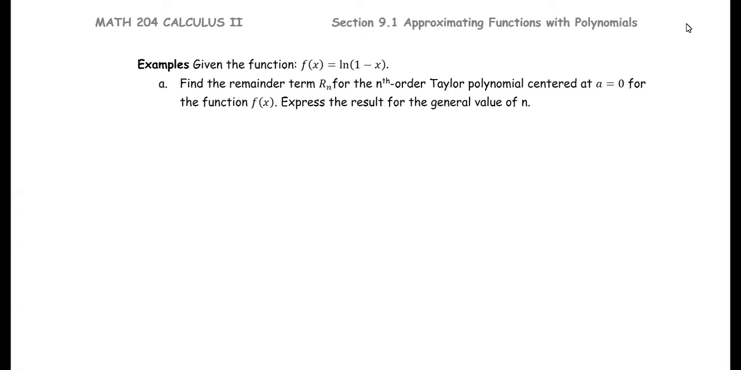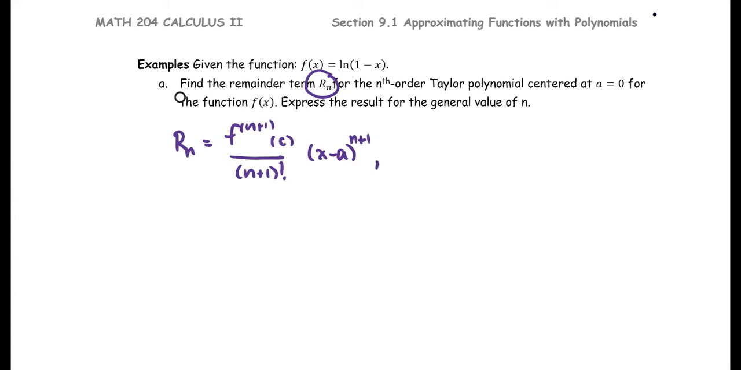Examples. Given the function f of x equals the natural log of 1 minus x, find the remainder term Rn for the nth order Taylor polynomial centered at a equals 0 for the function f of x. Express the result for the general value of n. The formula for Rn is the n plus 1 derivative of the function f at the point c divided by n plus 1 factorial multiplied by x minus a to the power n plus 1. For this case, a is 0, and the value c is between x and a.